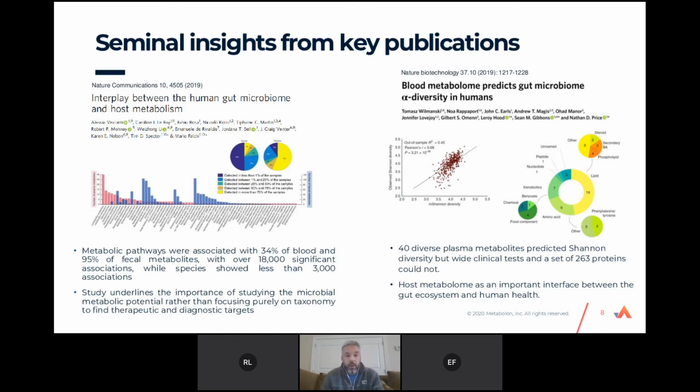The other example here on the right was looking at the blood metabolome and how it can predict gut microbiome alpha diversity in humans. So this is a paper looking at Shannon diversity. And what was found is that 40 diverse plasma metabolites, using global untargeted biochemical profiling through Metabolon's technology, were able to predict the Shannon diversity, where a wide range of clinical tests and a set of 263 proteins could not. Again, emphasizing the fact that the host metabolome is an important interface between the gut ecosystem and human health.